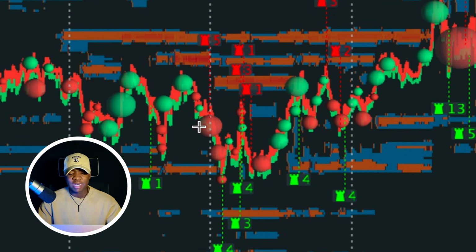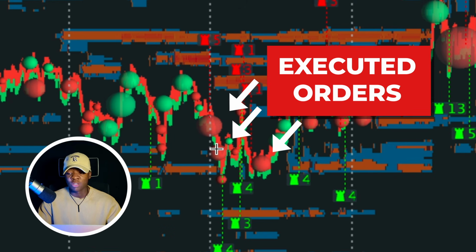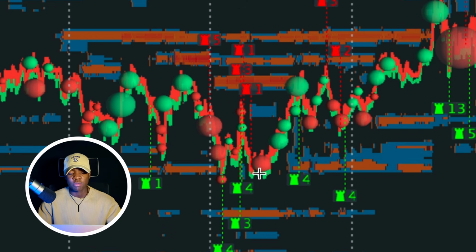As you can see, buyers defended the level, and even in the heat map, as you can see, buyers defended the level, sellers tried. You can see these red bubbles are actually executed orders, but they are not going down. Yeah, price is not going down, and buyers kept on pushing price up. So this gave us our confirmation.